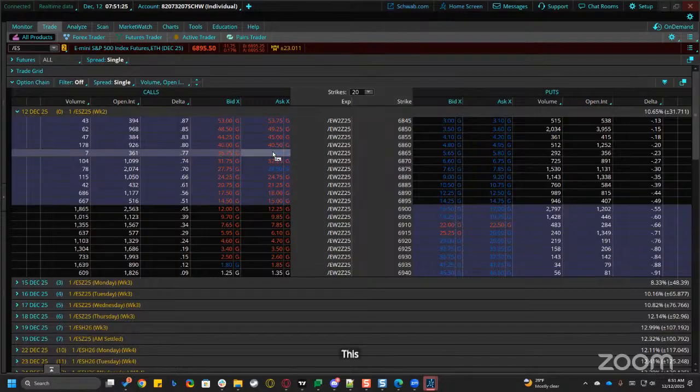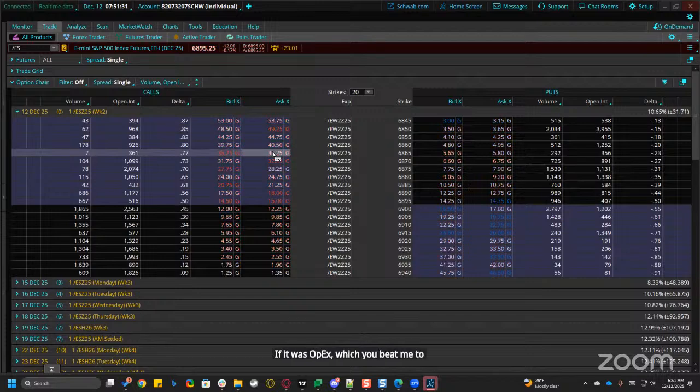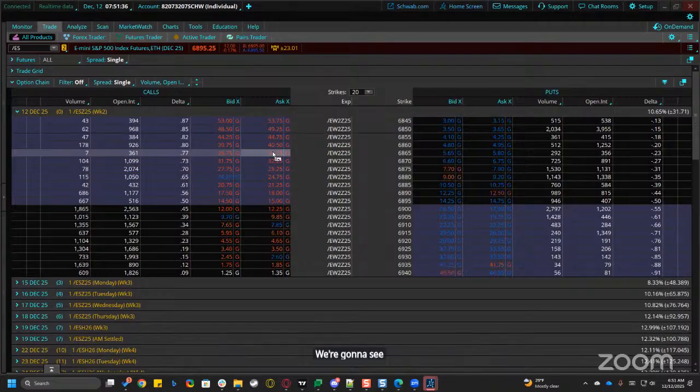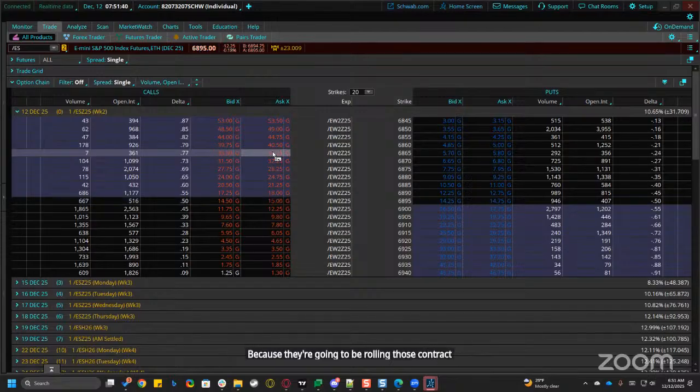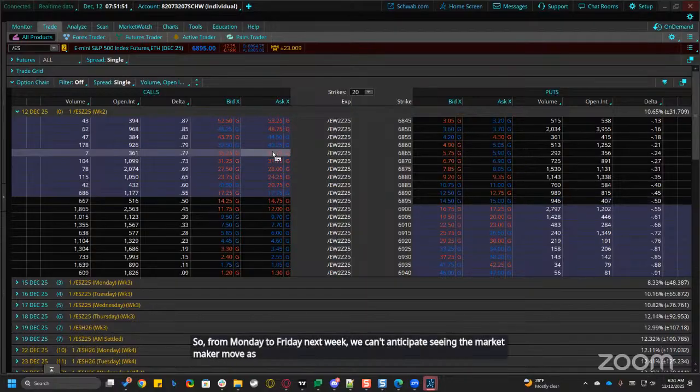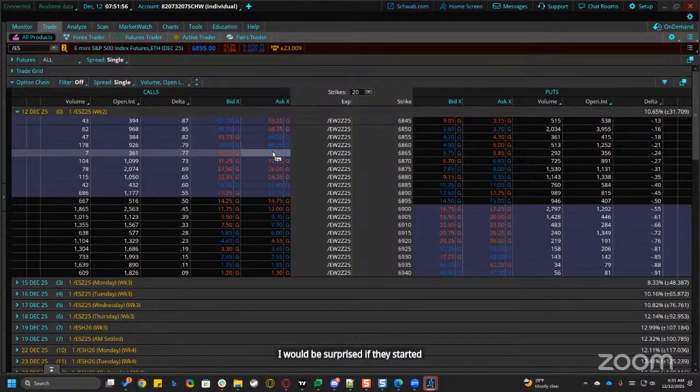This isn't about moving something. So if it was OPEX, which you beat me to it, but it's a good question. If this was OPEX week, we're going to see market maker move all week next week because they're going to be rolling those contracts out of the front end, and it will be a false signal every day. So from Monday to Friday next week, we can't anticipate seeing the market maker move as they roll out of the front end.